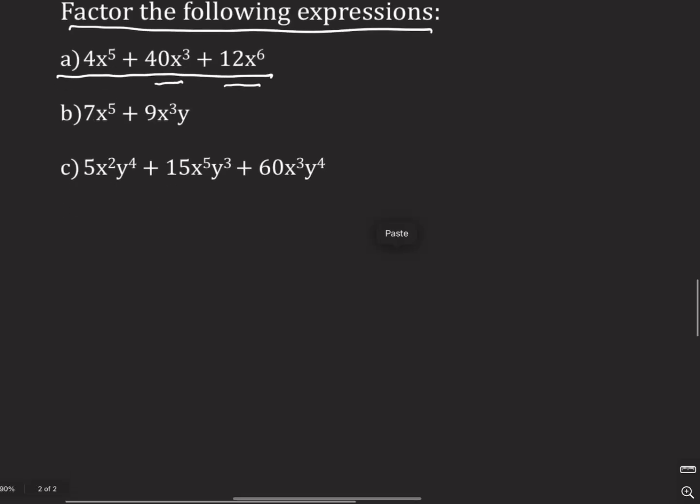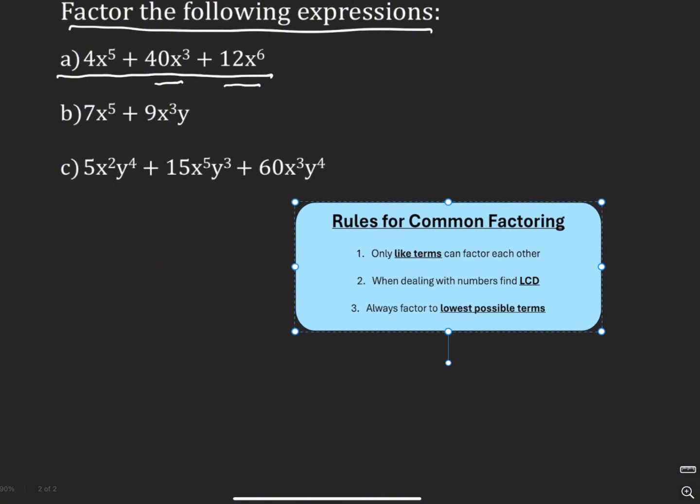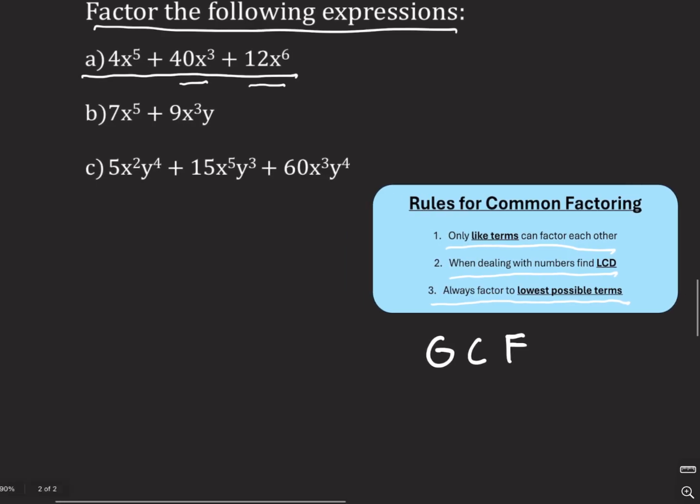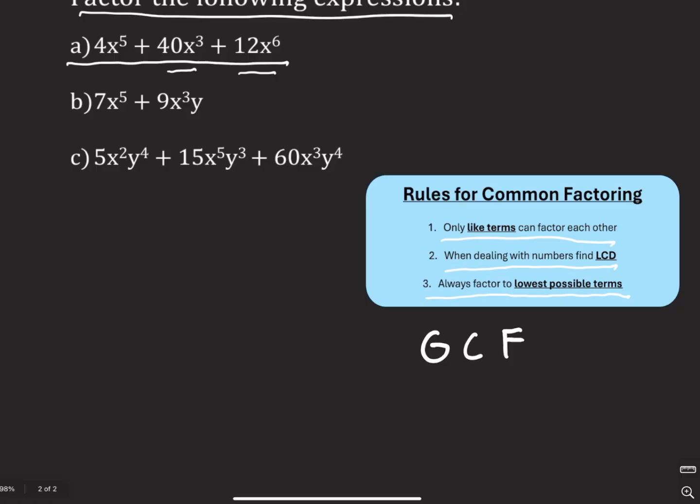Before we get started here, I'm just going to paste our rules here from last time. Our rules, once again, are: part one, only like terms can factor each other. Part two, when dealing with numbers, we're going to find the lowest common denominator. And part three, we're going to always factor to the lowest possible term. Now, these three rules can actually be summarized into what we call our greatest common factor, which is basically just summing up these three rules into one term there. So let's get into question A here.